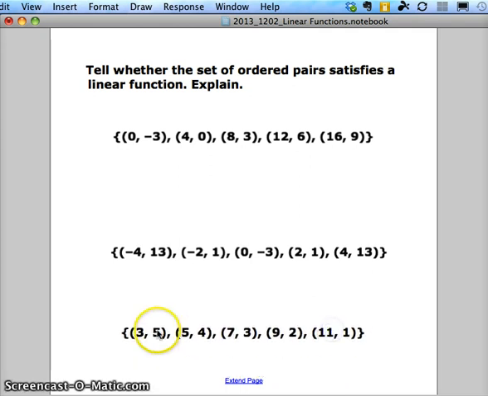And our final one, 3, 5, 7, 9, 11, that goes up 2 each time. 5, 4, 3, 2, 1 goes down 1 each time in the y.